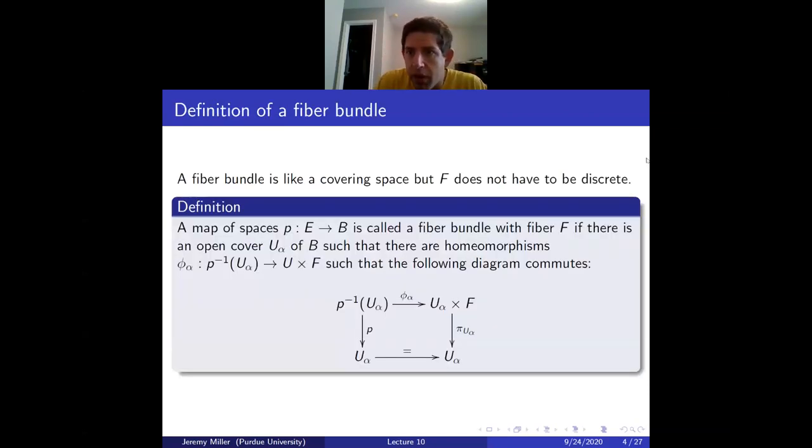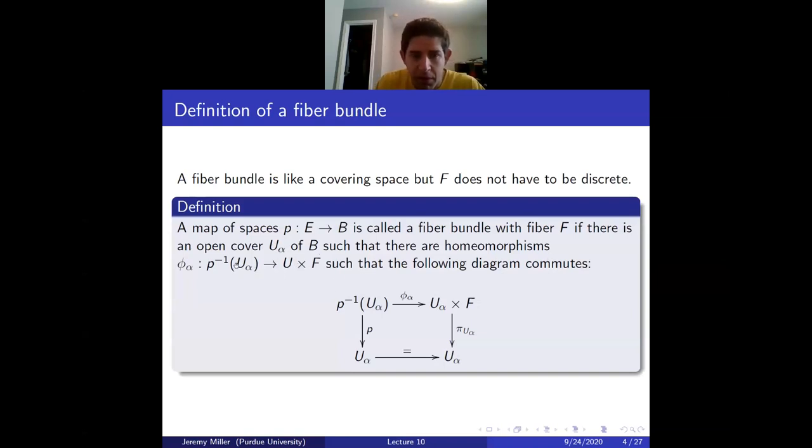So let's recall what a fiber bundle is. A fiber bundle is a map of spaces such that the base B has an open cover, such that all the pre-images look like an open set in the base cross some fixed set F, which is the fiber. What does it mean that it looks like that?